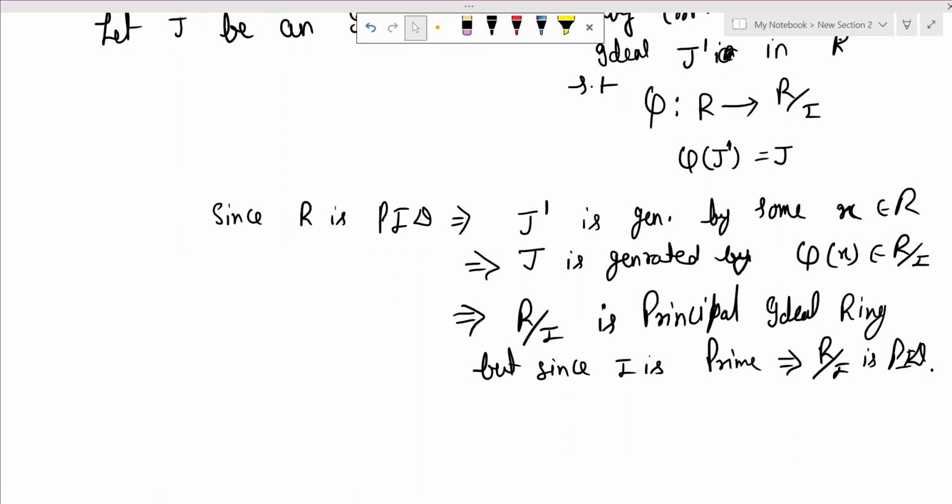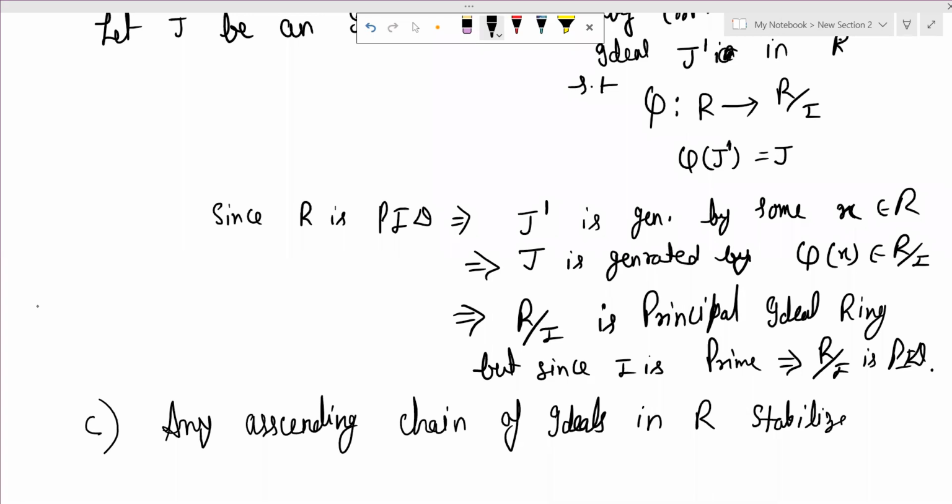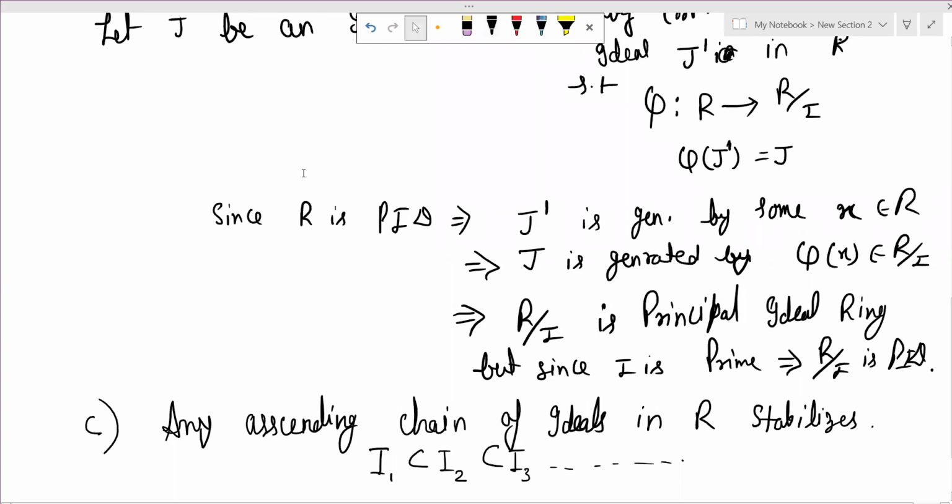Okay. The third part: any ascending chain of ideals in R stabilizes. Do you understand the meaning of stabilizes? Suppose this is the ascending chain, I1 contained in I2 contained in I3, and so on. It terminates at some stage, meaning In equals In+1 equals In+2, and so on. Tell me, is this true or not?